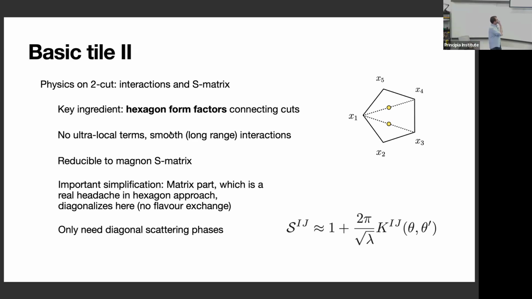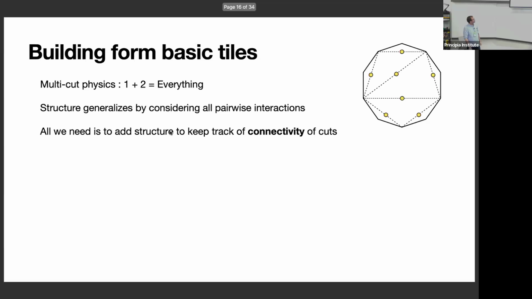So the important simplifications that I want to stress is that in principle, when these magnons on different cuts interact, there is a huge object, a huge matrix part, which takes into account how this magnon can exchange flavor, which is just collapsing here and becoming diagonal. So instead of having a big matrix problem to solve and to resum, which is I think the real headache with this hexagon approach, here everything is becoming diagonal, so we just get particles which interact diagonally with each other. So it's a huge simplification compared to what we have in general at finite coupling.